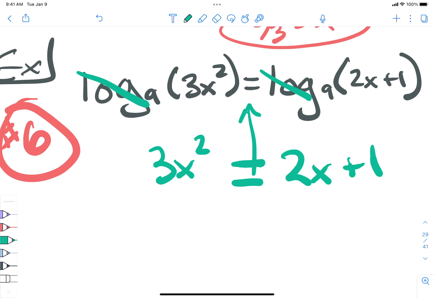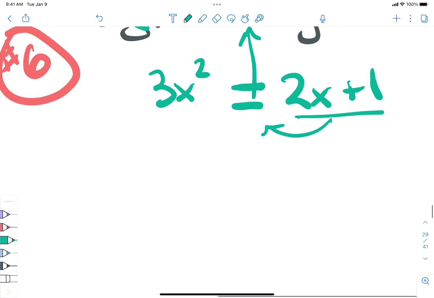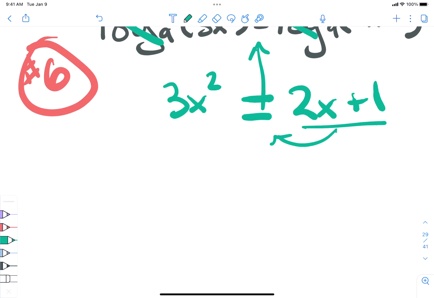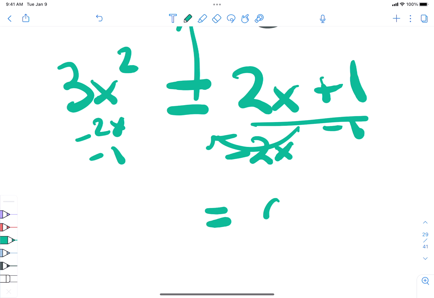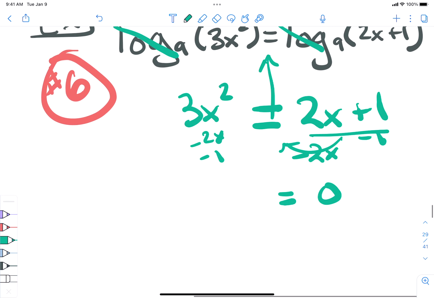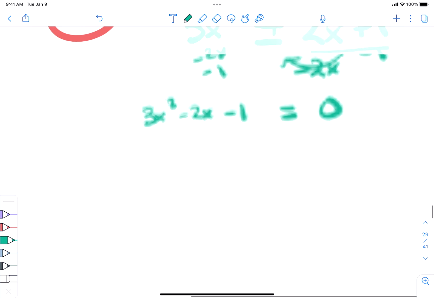I always want my x squared to stay positive. You could make your x squared negative, it's not going to be that big of a deal, but I just always like to make it positive. So I'm going to subtract the 2x here, subtract the 1, subtract the 1. On the right side I will have 0 now because it's gone. And so you get 3x squared minus 2x minus 1. Okay, so we've got that.